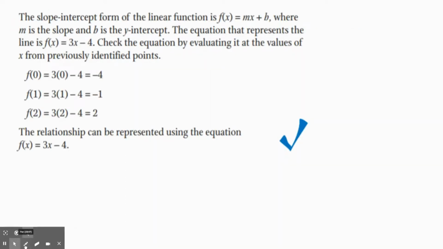Sure enough, the y value is increasing by 3 as x is increasing by 1. So your slope is going to be equal to 3, and then it's obvious from the graph that the intercept is going to be -4. So your final answer is f of x is equal to 3x minus 4.